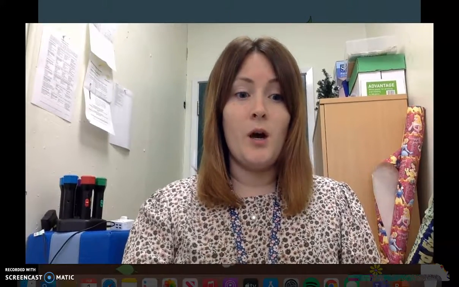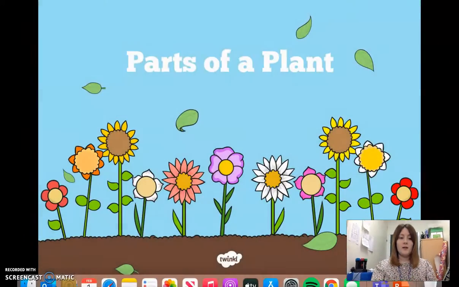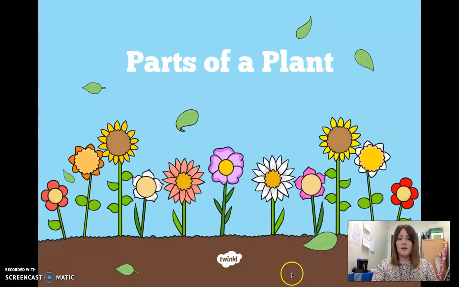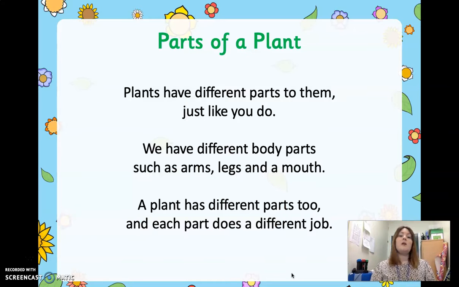For this lesson, on our topic, we are going to be looking at the different parts of a plant. Just to remind us, I know that we learnt quite a bit about this last week, but as a reminder, I've recorded this lesson for you today to remind us of the parts of a plant before we do our activity. So let's have a look. So the parts of a plant.